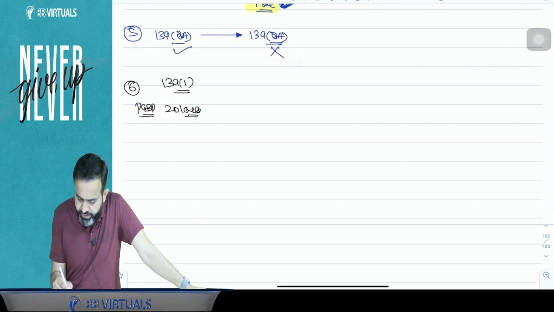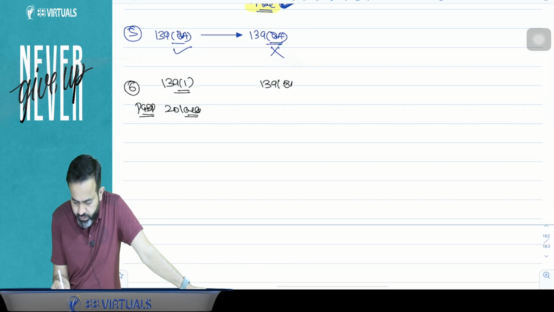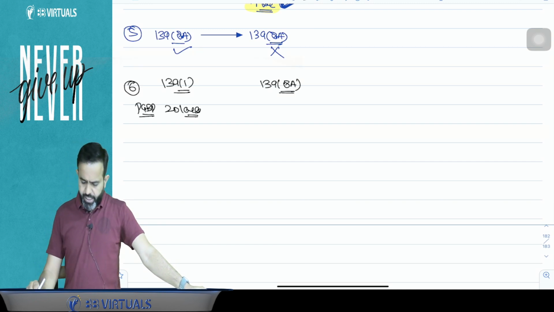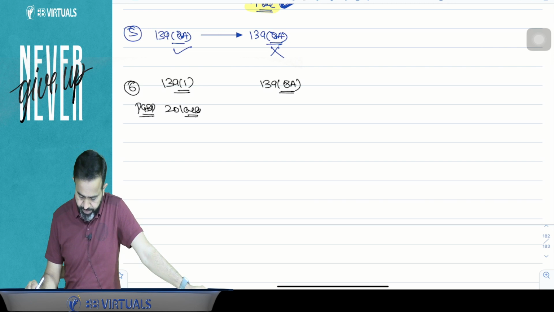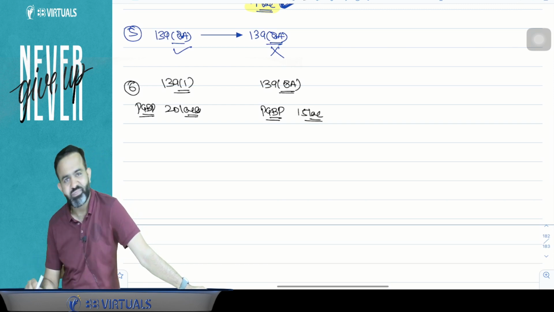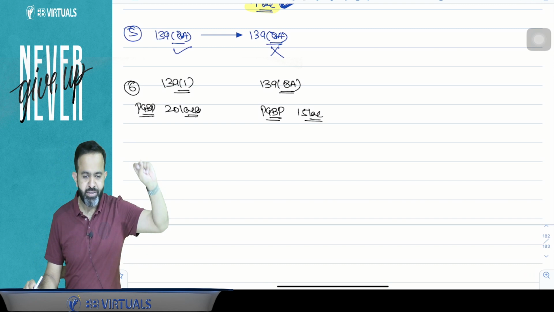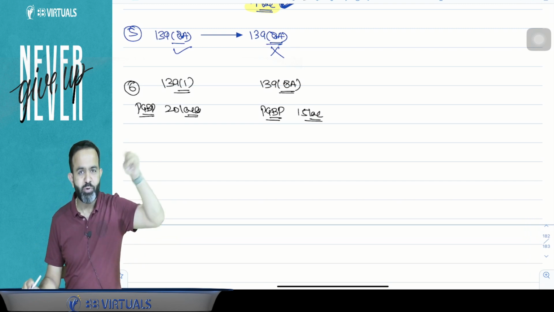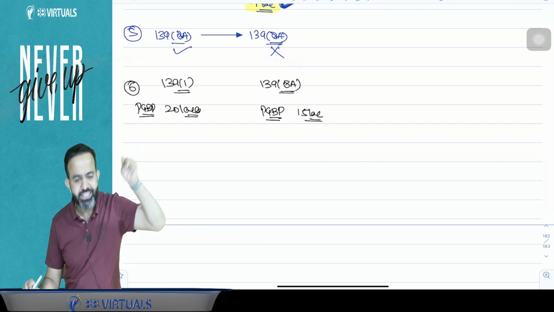Now you wish to file the updated return under section 139(8)(a). And under section 139(8)(a), you wish to declare the PGBP income reduced to 15 lakh rupees. Can you do that? Due to that, your tax liability will be decreased, and you will be eligible for a refund. So can you claim the refund? Can you decrease the tax liability?